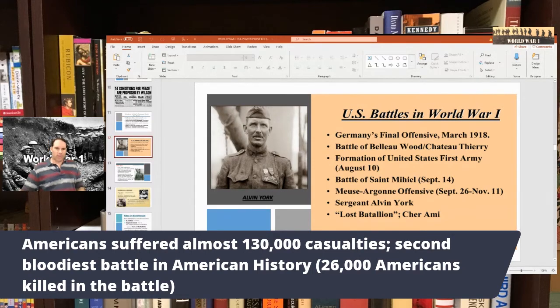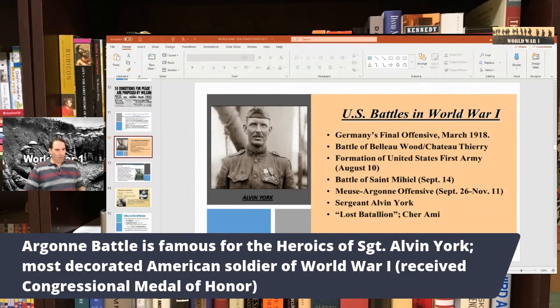The Argonne battle is known for men like Alvin York. You may have heard about Sergeant Alvin York. He was the most decorated American soldier in World War I. He received the Congressional Medal of Honor and all of that. York is famous for his heroics, where he took out a whole unit of German forces almost by himself, single-handedly.